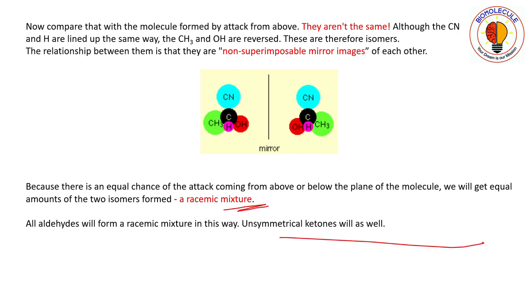In the exam, a question may come where they will ask which one forms a racemic mixture among these cyanohydrin reactions. They will give you 4 options, among which you have to choose one. So you got the idea of what a racemic mixture is and how it forms, and that all aldehydes will form a racemic mixture, and unsymmetrical ketones as well.